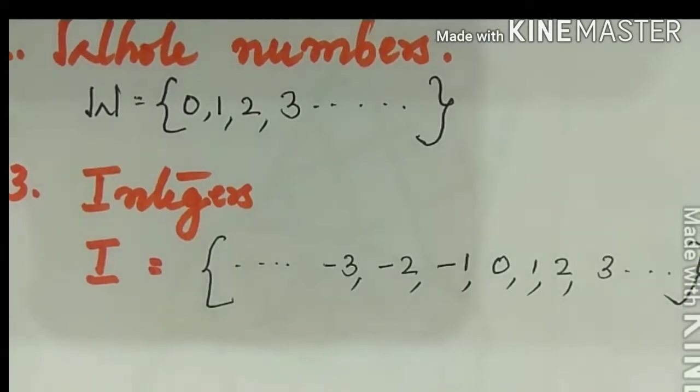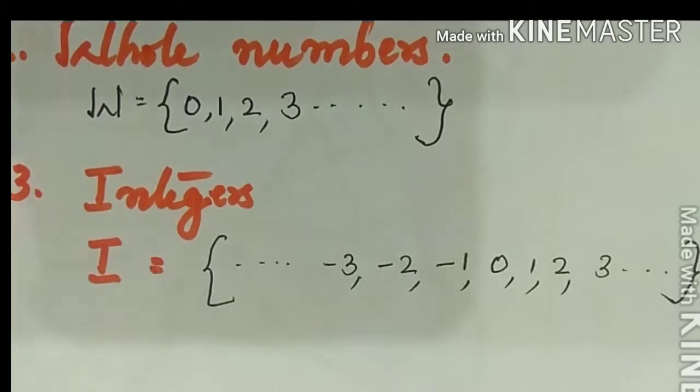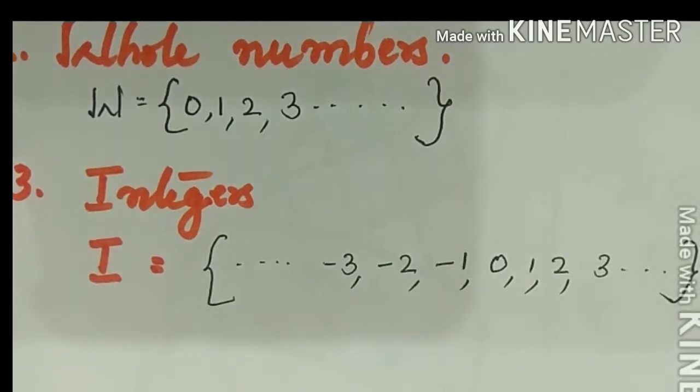Then we have learned whole numbers. Natural numbers together with 0 form whole numbers. The smallest whole number is 0, next to 1, 2, 3 up to infinity. Then we learned integers. 0 is an integer. There are negative integers and positive integers. That means minus infinity, minus 3, minus 2, minus 1, 0, 1, 2, 3, etc.